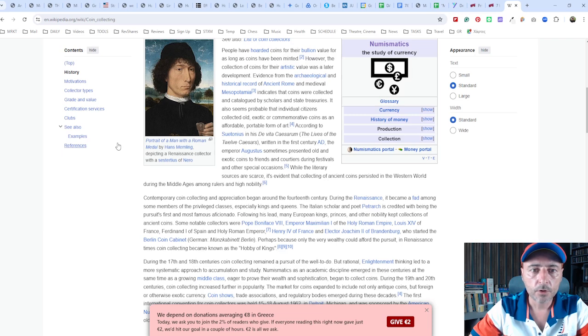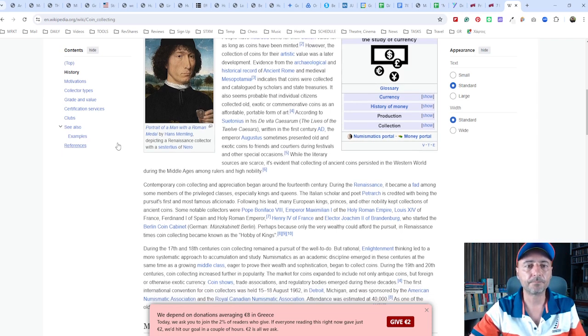According to Suetonius, in his De Vita Caesarum, the lives of the 12 Caesars, written in the 1st century AD, the Emperor Augustus sometimes presented old and exotic coins to friends and courtiers during festivals and other special occasions. While the literary sources are scarce, it's evident that collecting of ancient coins persisted in the Western world during the Middle Ages among rulers and high nobility.